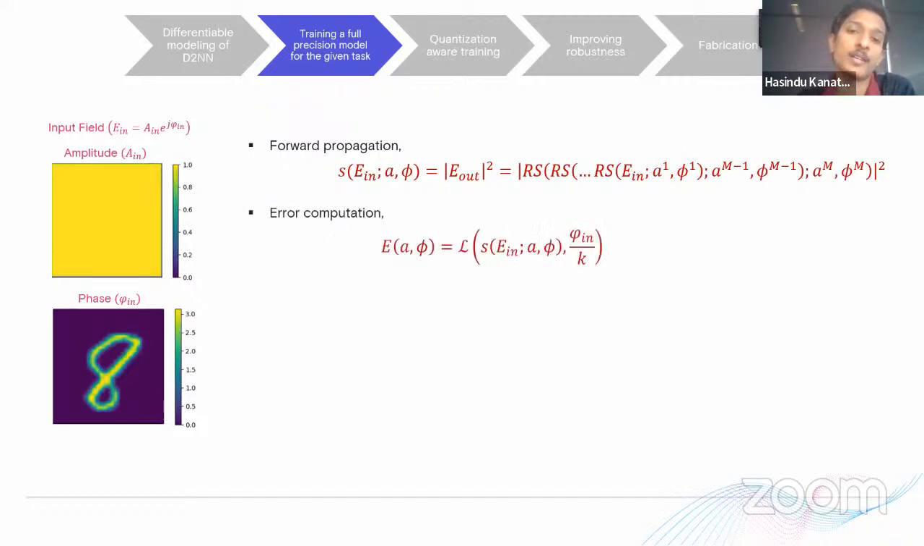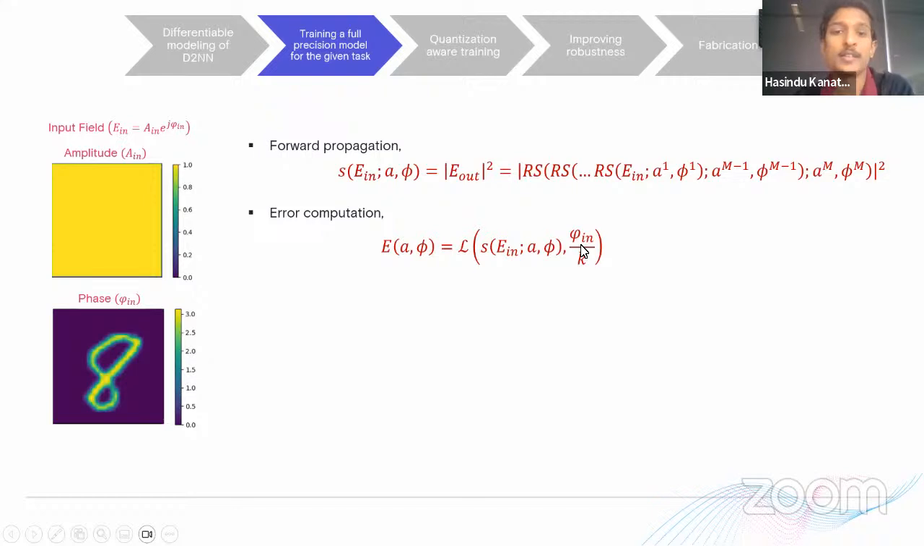After that, we compute an error considering the task that we are going to perform. In this case, we are going to do a face imaging task. So what I'm going to do is compute the loss with respect to the output, something proportional to this input phase.